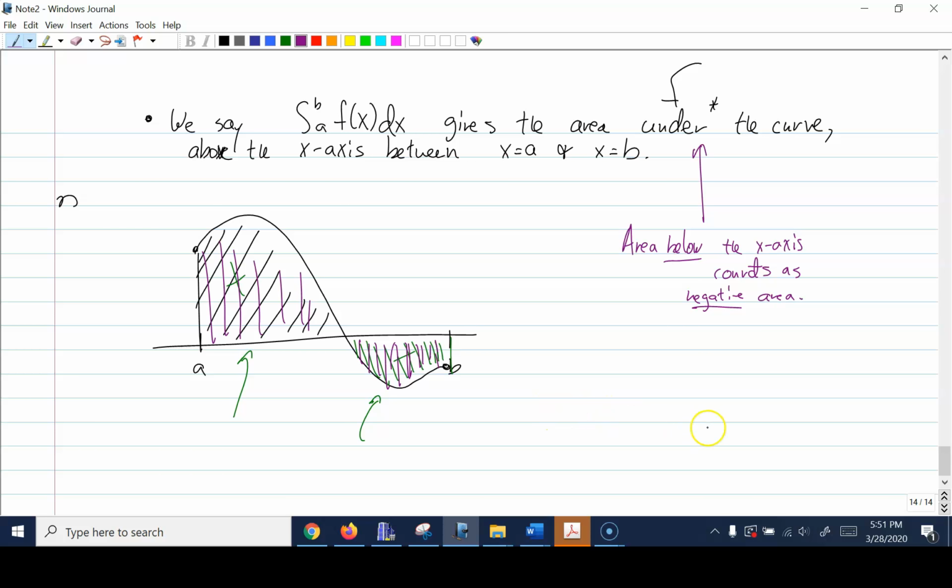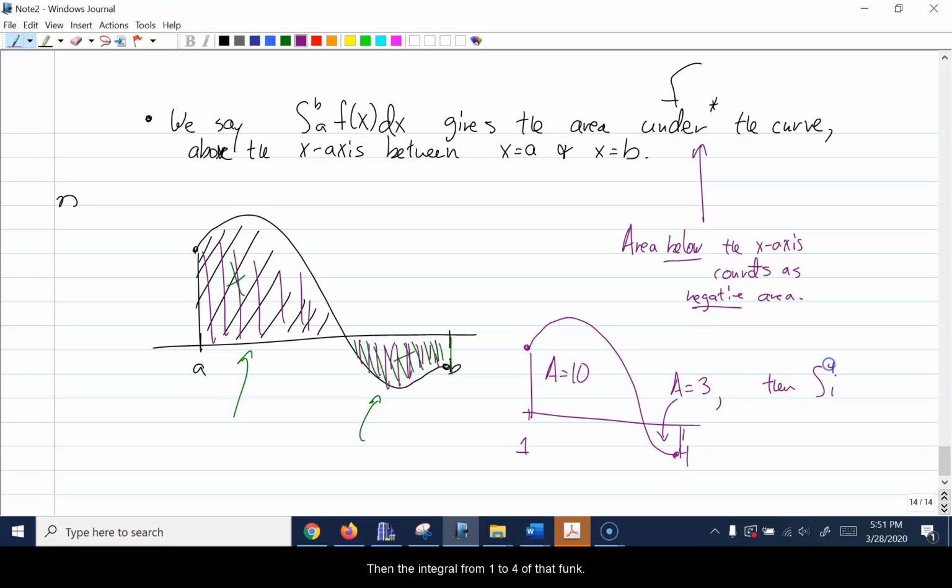So for example, if this is 1, and this is 4, and this area is 10, and this area is 3, then the integral from 1 to 4 of that function is going to be 10 minus 3. The positive area is 10, the negative area is 3, and 10 minus 3 is 7, which would be the definite integral.